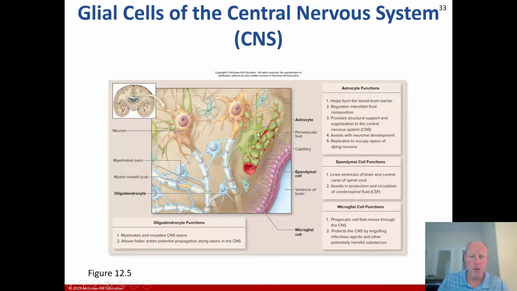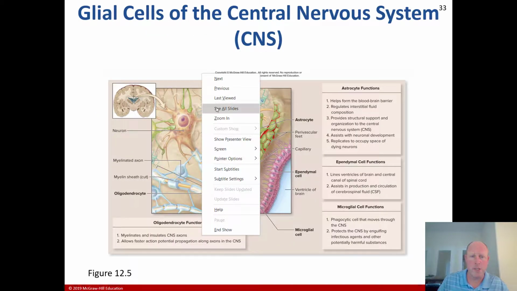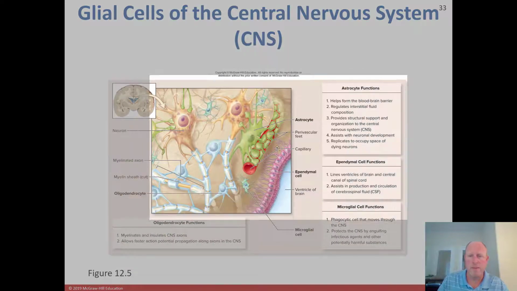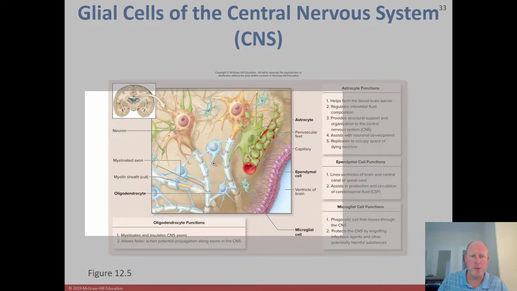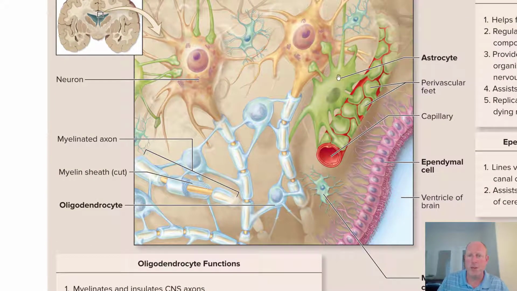Here we have a closer look at our 4 types of glial cells within the CNS. Let's go to our image first. You have an astrocyte, this big guy here, with the perivascular feet. There's a capillary, and an ependymal cell here. Here's the ventricle of the brain on the outside. An oligodendrocyte here with lots of unusual branching shapes, and the myelinated axon here, with the oligodendrocyte, and a neuron here.